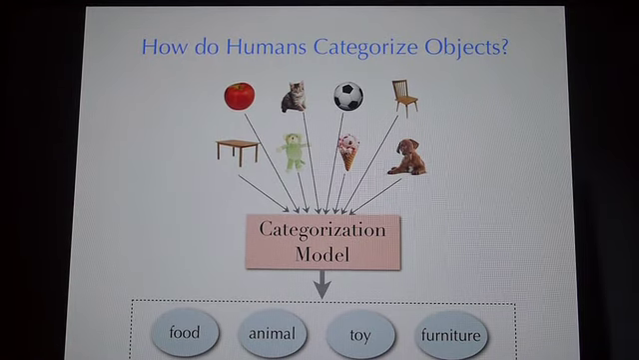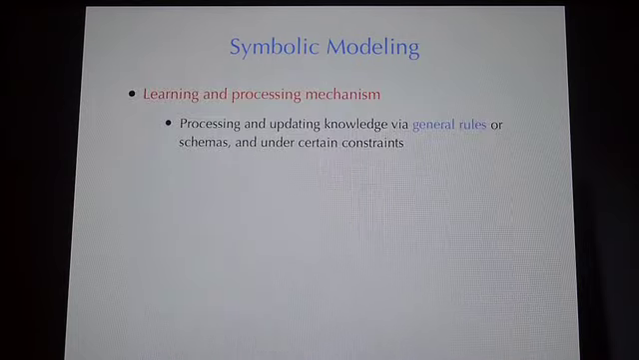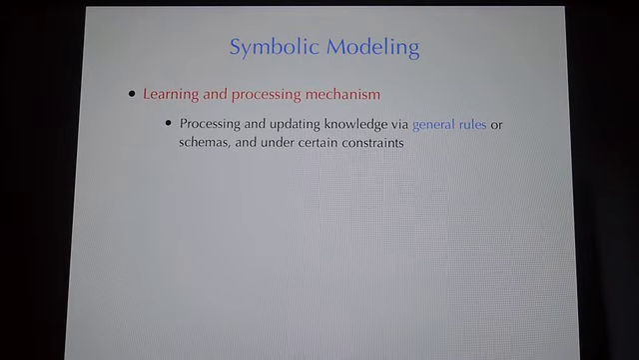So let's go back to our simple example of the categorization model. The idea was to feed the model with a set of examples or items and then have it form certain categories. If you want to do that in a symbolic fashion, we basically need to implement a learning mechanism or processing mechanism for going over the attributes of these objects and generating some categories.